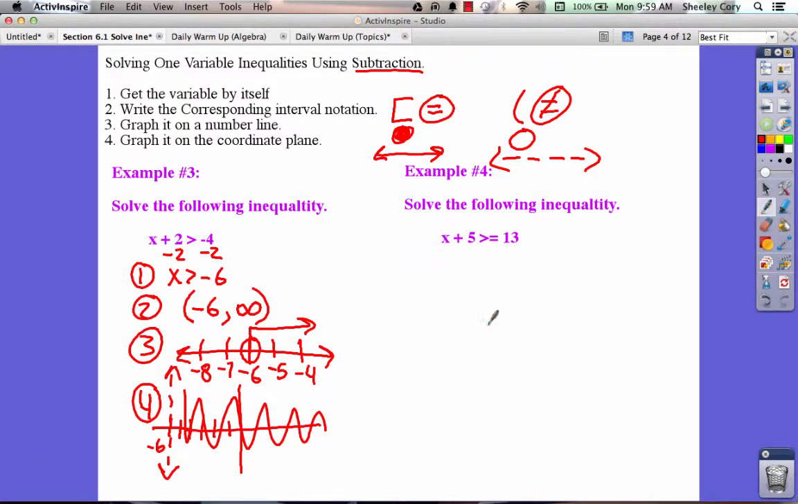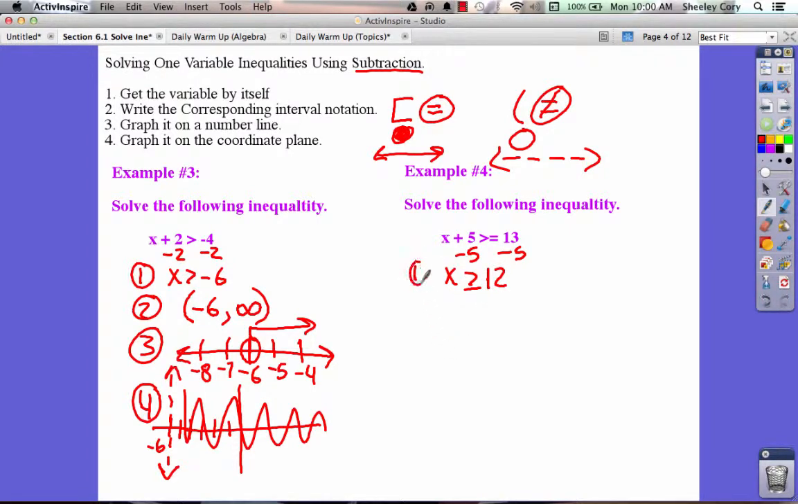Now let's take a look at example 4. It says solve the following inequality. I'm going to subtract 5 on each side. So step 1, get the variable by itself. That gives you x greater than 12. Ooh, greater than or equal, so greater than or equal to 12.